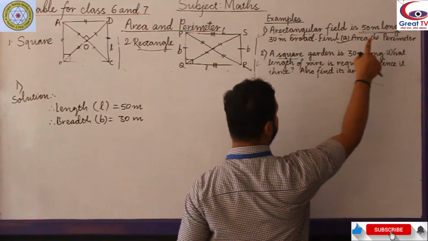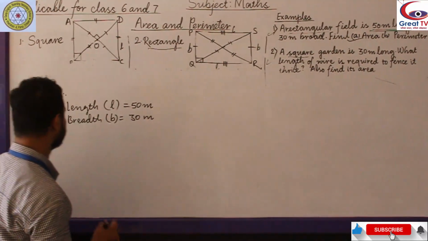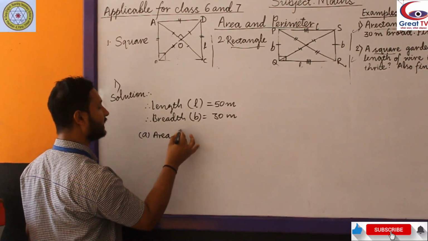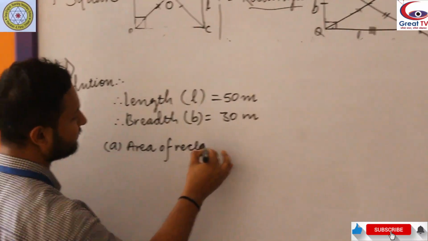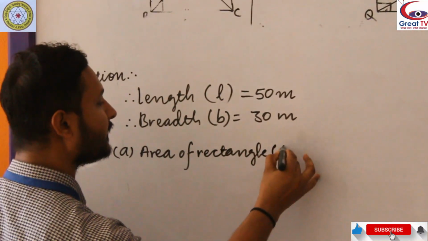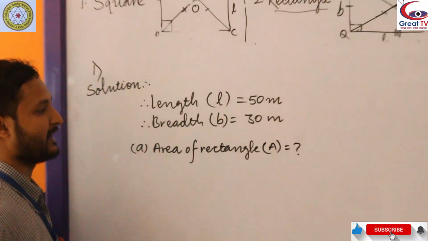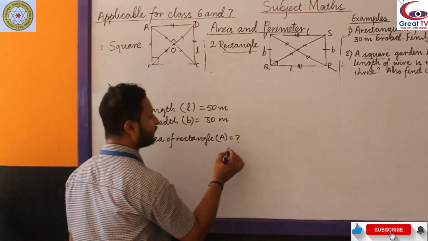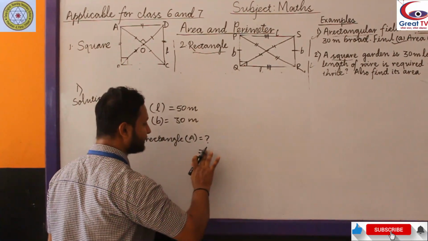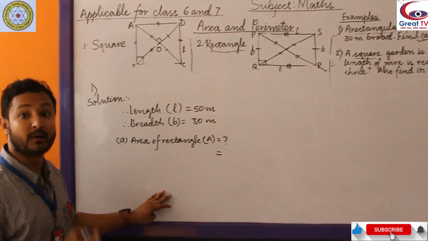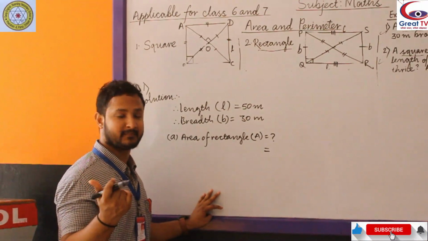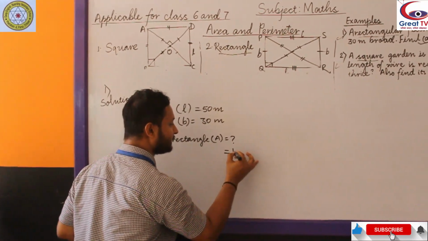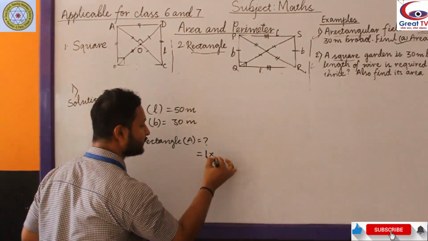In question A, we have to find area. In question A, area of rectangle, A equals to how much? We are asked the area of rectangle. So to calculate the area of rectangle, I have told you the formula. What is that formula? Can you tell me please? The formula is L into B.